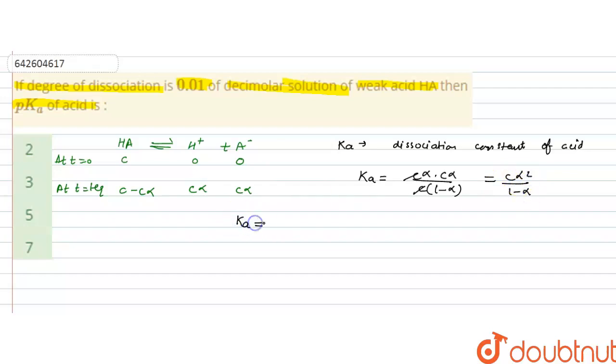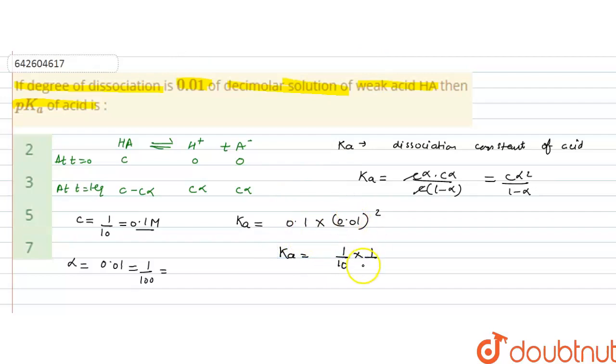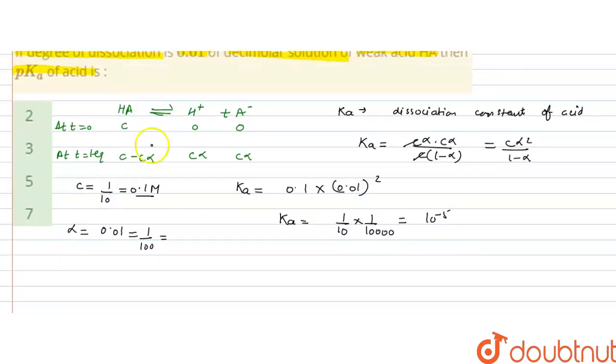Now we have to calculate first the C alpha. The concentration is given, that is decimolar, that is 1 upon 10, which is equal to 0.1 molar. So if concentration is 0.1 and alpha, the degree of dissociation, is given as 0.01, that is equal to 1 upon 100, or we can simply write it as 0.01 square. Now as compared to 1, 0.01 is very small, so we can neglect alpha as compared to 1, so this will be divided by 1. So Ka will be 1 by 10 times 1 by this, and that is equal to 10 raised to power minus 5. Now we have Ka, so we have to calculate pKa.